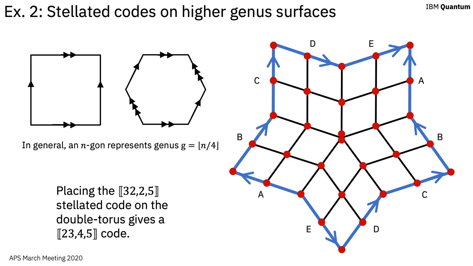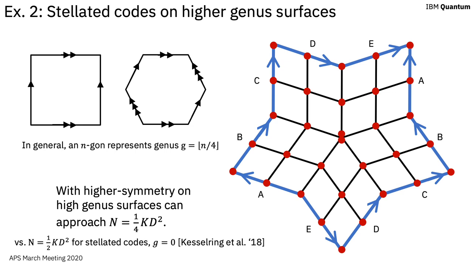And so here, for instance, is the stellated code with 5-fold symmetry. It starts out as a 32-2-5 code, but then by embedding on the double torus, you can get a 23-4-5 code. So in general, we're doubling the number of logical qubits, and so with higher symmetry and higher genus surfaces, you approach n equals 1/4 kd squared, versus n equals 1/2 kd squared, which is the planar stellated codes in Kesselring.